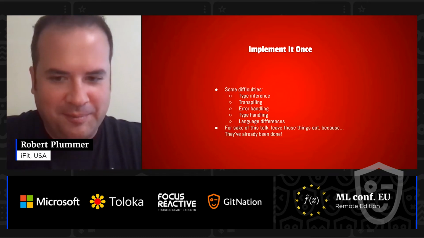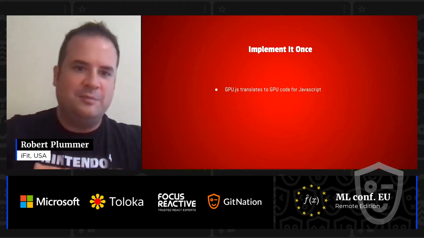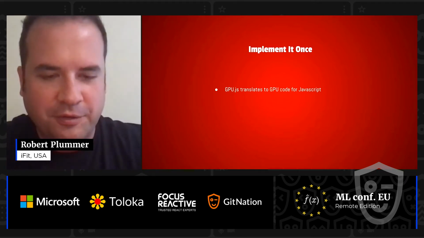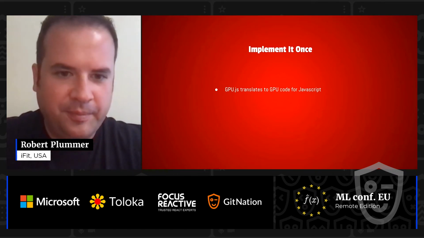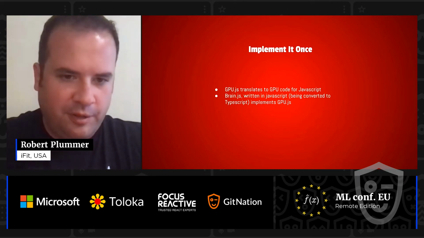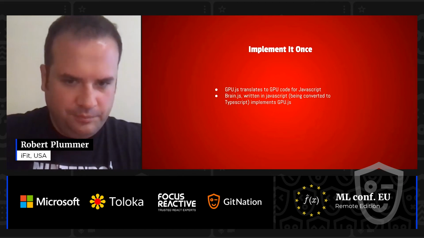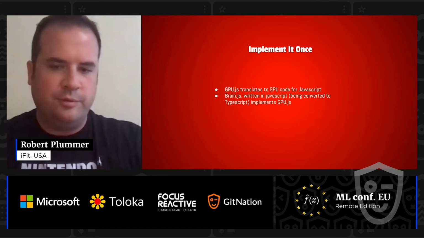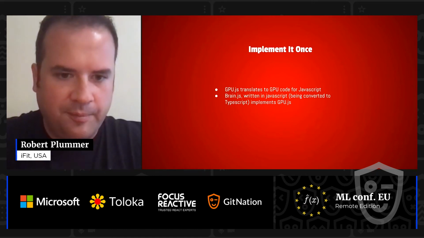So we're going to skip that. But we're going to just tell you right now that GPU.js translates to GPU code for JavaScript. And right now it does it for both Node and the browser. And Brain.js is written in JavaScript, and it's currently being converted to TypeScript. It implements GPU.js. So I'm not just here to plug Brain.js and GPU.js. I'm really here talking about the principle. I just want to make sure I convey that.